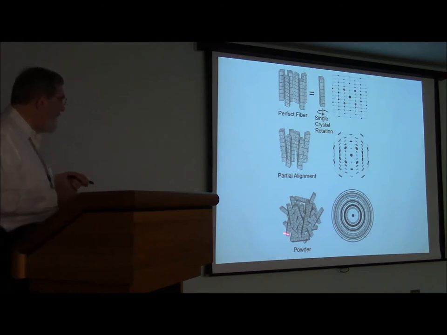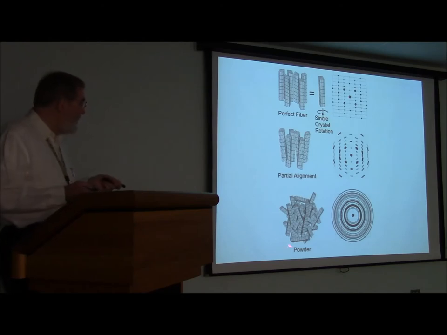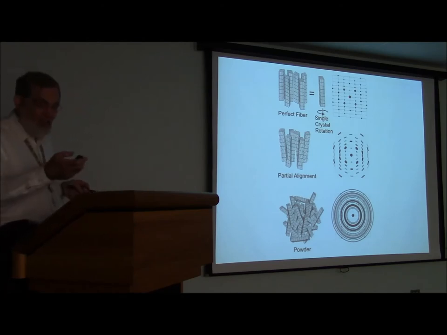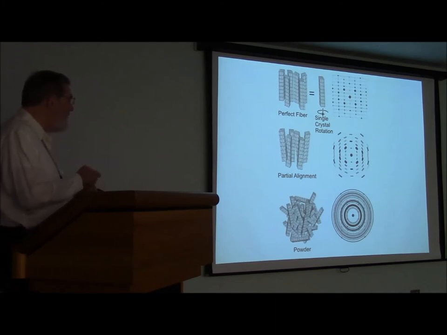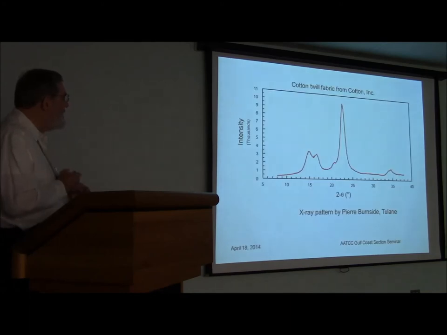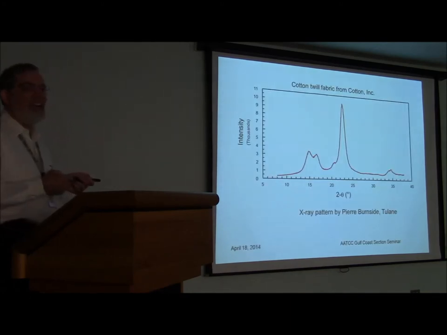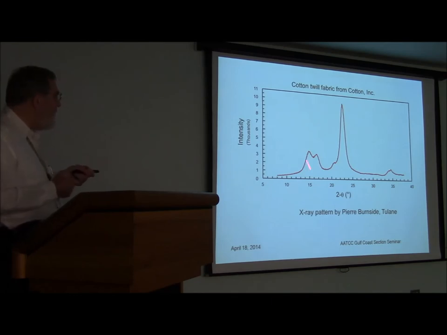And then if you have a powder where all the crystallites are completely randomly oriented, then you get rings in the diffraction pattern. So our cotton pattern that I showed you a while back was nearly composed of rings, but the arcs weren't quite that long. So if you remember when we had that cotton pattern, we scanned along that shadow with the two bumps and then the big bump.